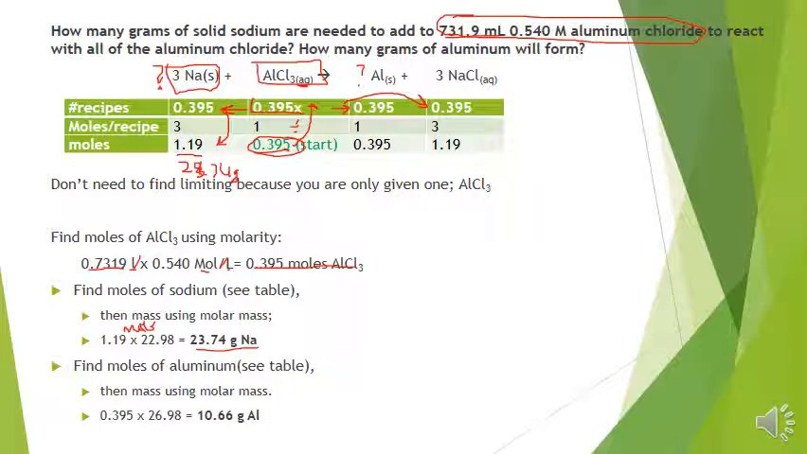All right, how much aluminum are you going to make? Okay, well, its number of recipes is 0.395. You have 1 mole per recipe. So you do that one time, and so this is how many moles of aluminum. Just like with the sodium, since it's a solid, you're going to be using molar mass, so it's going to be 0.395 moles times 26.98 grams per mole, and so 10.66 grams of aluminum are produced.